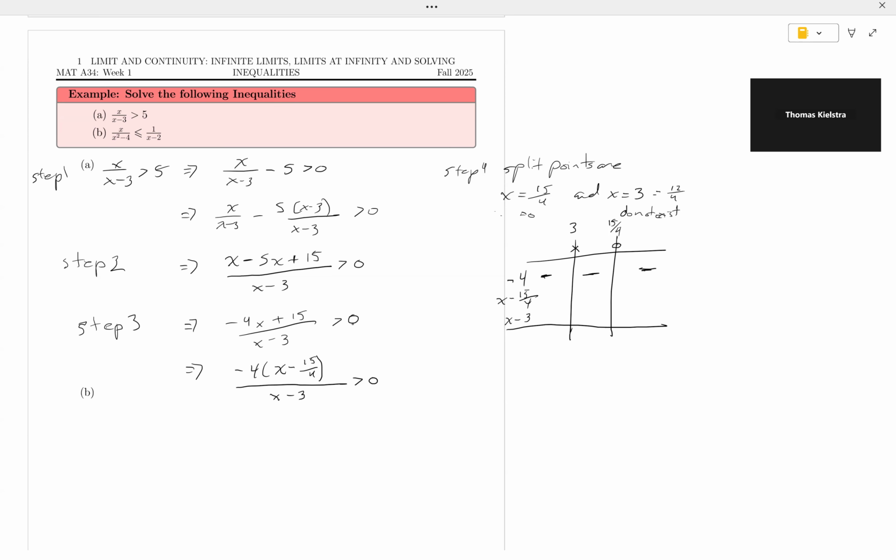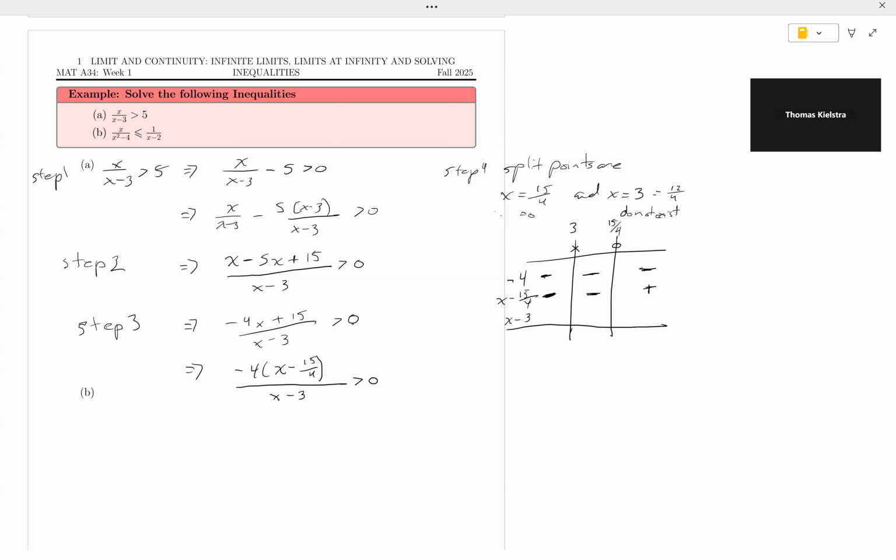But x minus 15 over 4, if I plug in 1,000, that's going to be positive. If I plug in minus 1,000, it's going to be negative, meaning I change sign. Now this function, x minus 15 over 4, only can change sign at one spot, and that is 15 over 4. So I know that everything above 15 over 4 is positive, everything below it is negative.